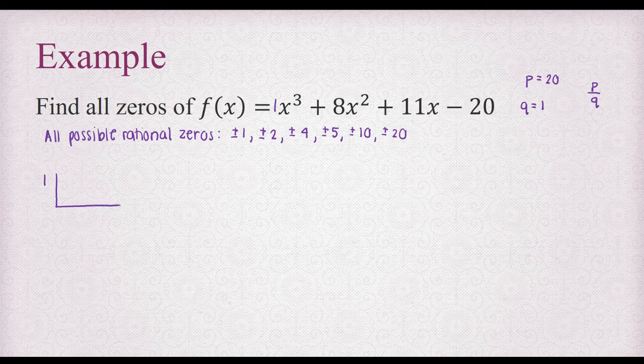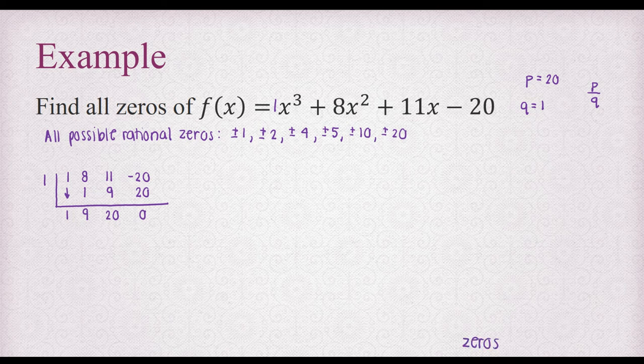So doing synthetic division, I put the 1 on the outside. I'm looking at my f of x function. I don't see any missing terms, so I'm going to put all of my numbers: 1, 8, 11, and negative 20. I'm going to bring down my lead coefficient. 1 times 1 is 1. Add that up, I get 9. 9 times 1 is 9. Add that up, I get 20. 20 times 1 is 20. Add that up, I get 0. So nicely done for us, we got a 0 for our remainder.